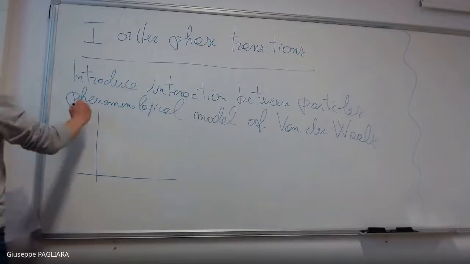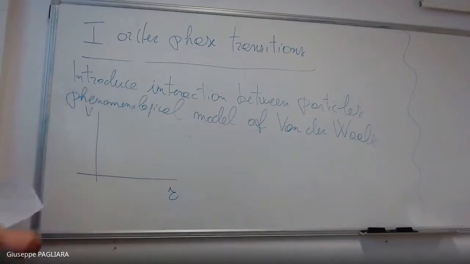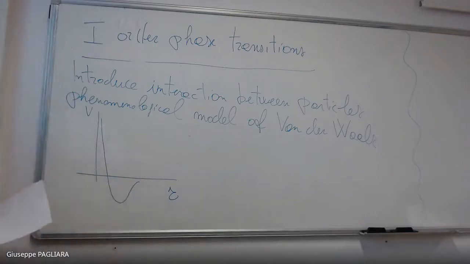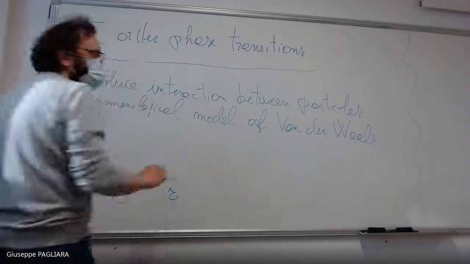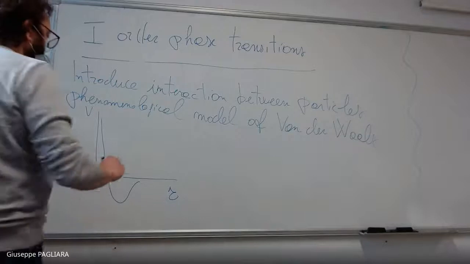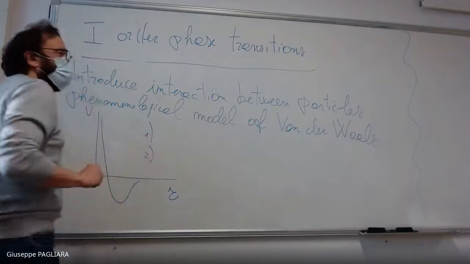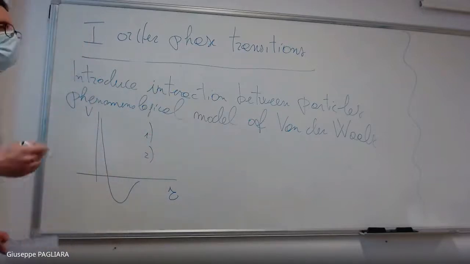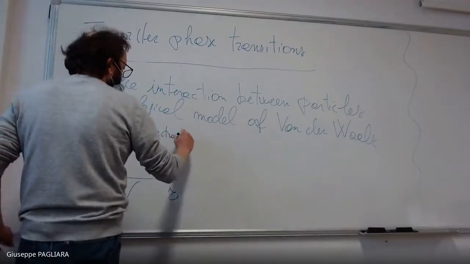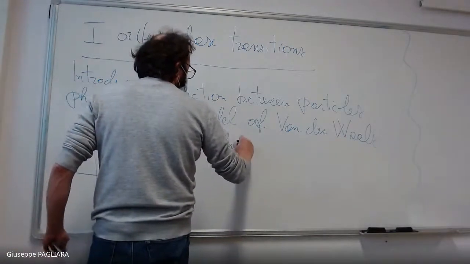Let's draw a kind of potential against the distance between particles, and a typical shape is the following, which is attractive at large distances and repulsive at small distances. So there are two features in this potential that we would like to describe or to model. The first is attraction, attractive for, let's say, large distances.